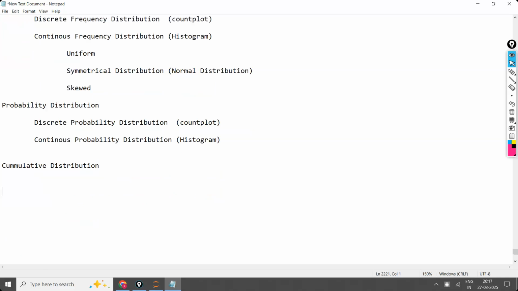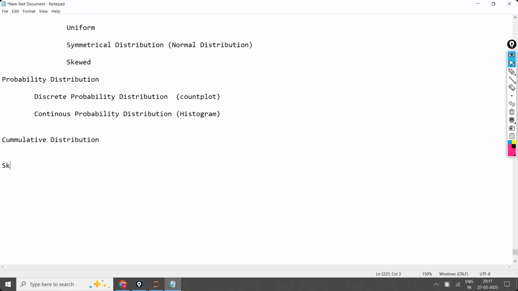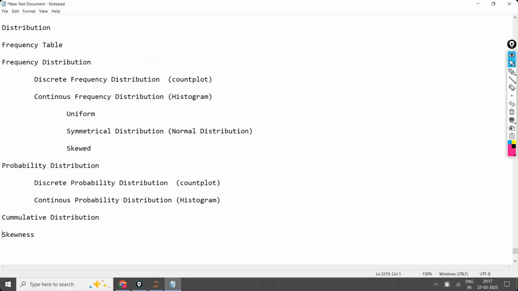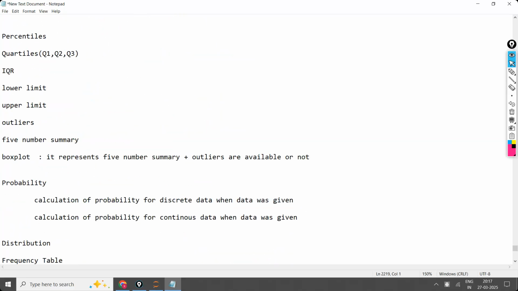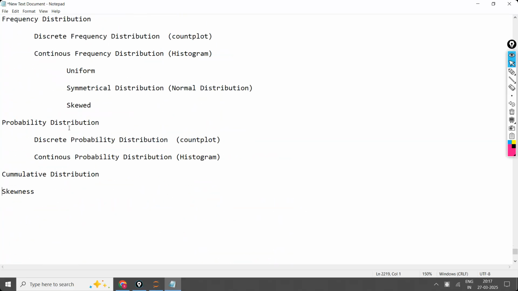And in today's class, we have covered skewness, and along with the skewness, how to check whether the data is normally distributed or not. These are the things covered till now. Everyone is clear? These are all part of statistics. Anyone?